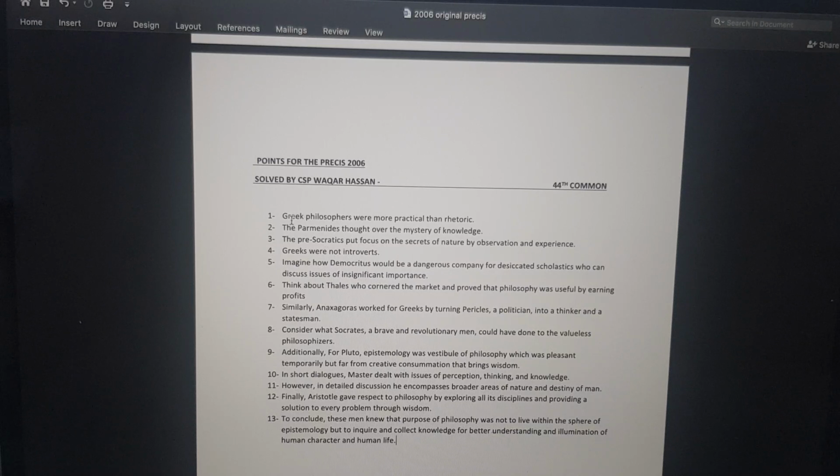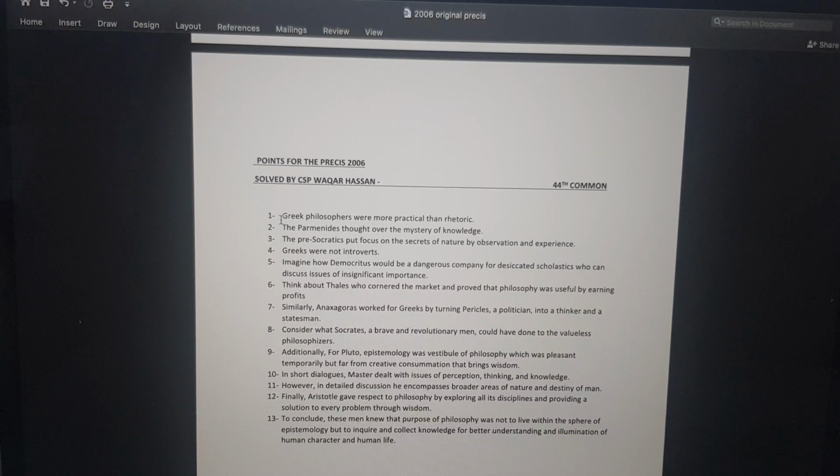Write points in sequence. If this point comes first in the passage, you have to write it at the start, and if this point is at the end of the passage, you have to write it at the end. So after reading, write down all the main points, and do not make very short points. Try to write briefly but include all the ideas in these points.